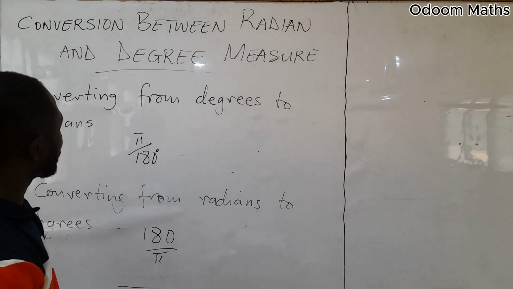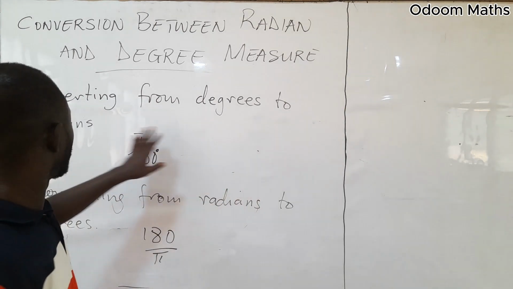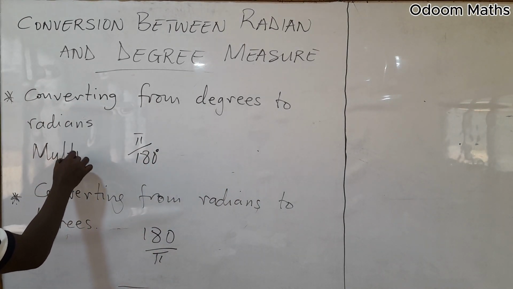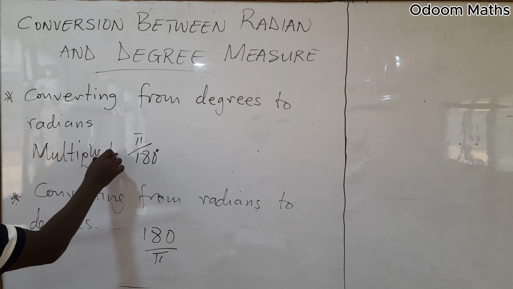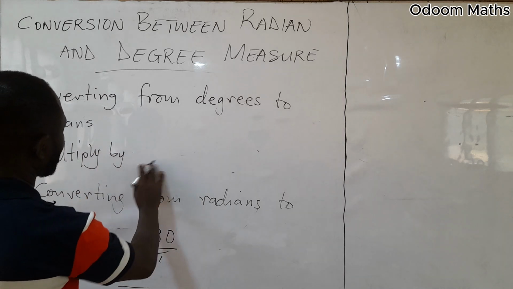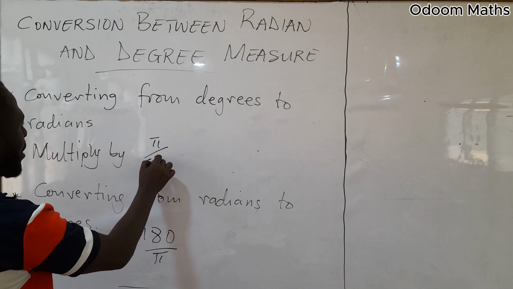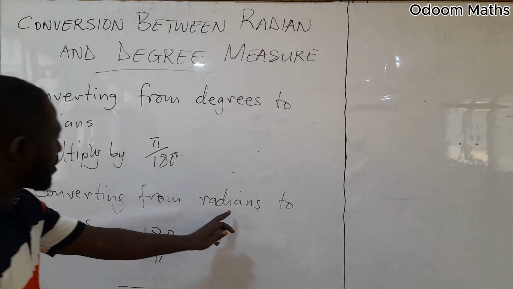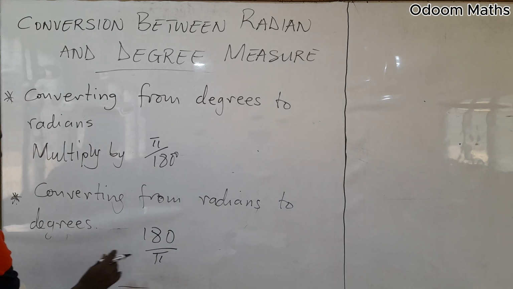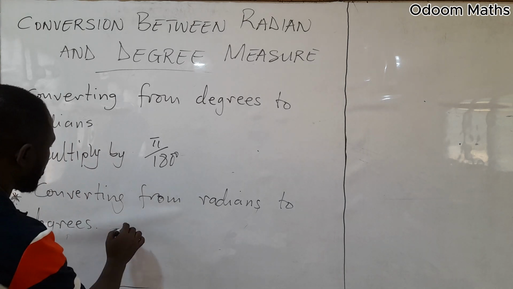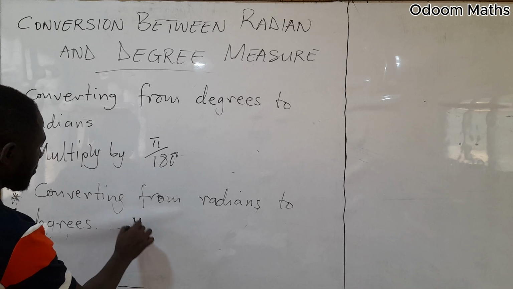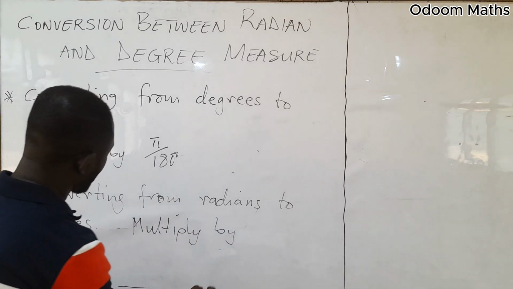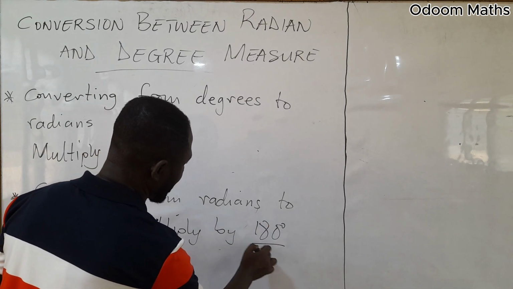So, converting from degrees to radians, multiply by pi over 180 degrees. Then from radians to degrees, we multiply by 180 over pi.